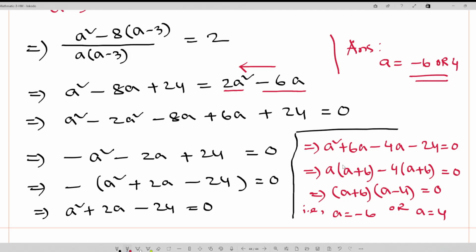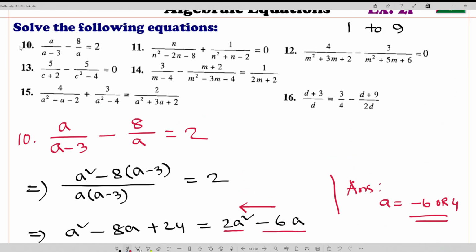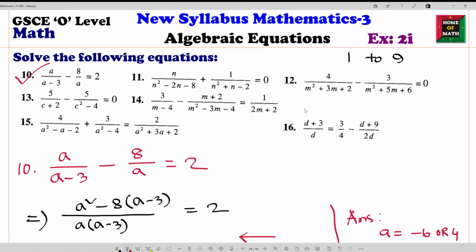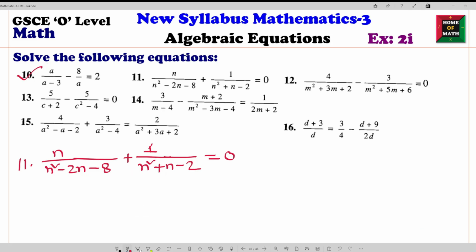Okay, so number 10 done. This chapter has 16 maths, but we don't know how many we can complete, but at least we try to solve 3 maths. So now number 11. Number 11.